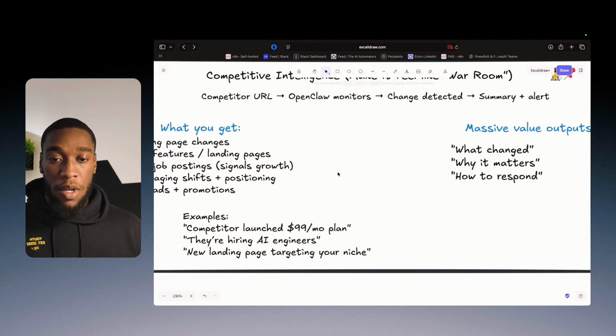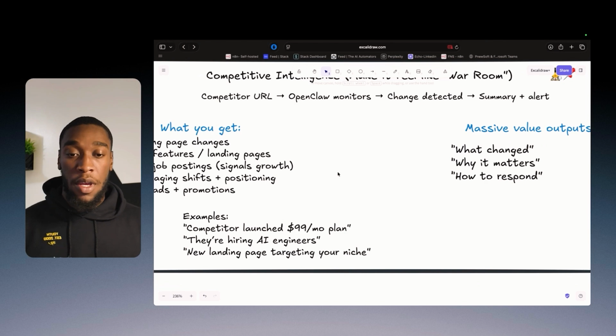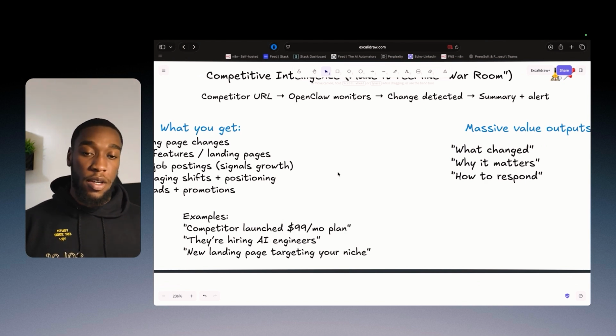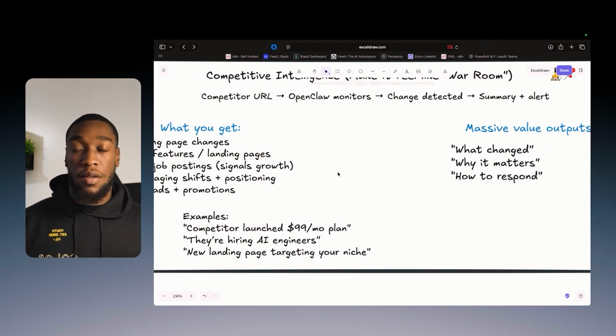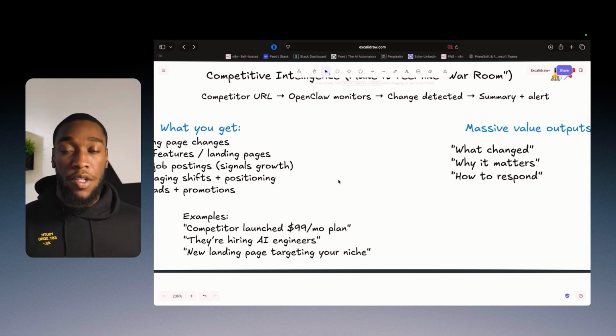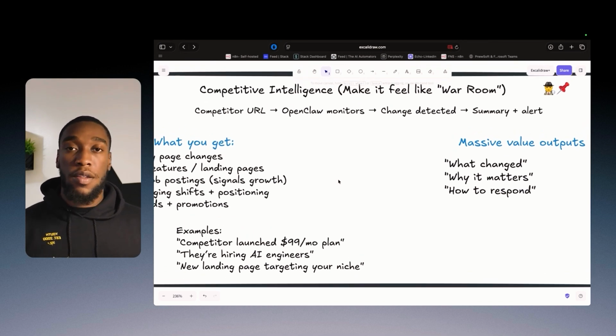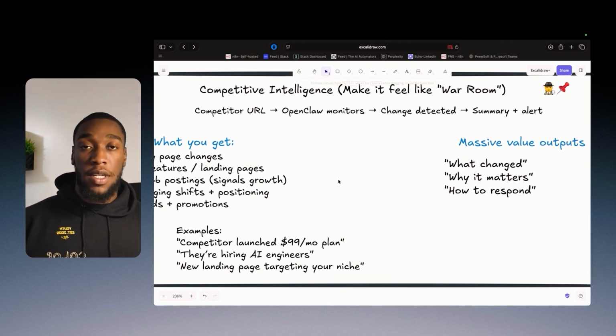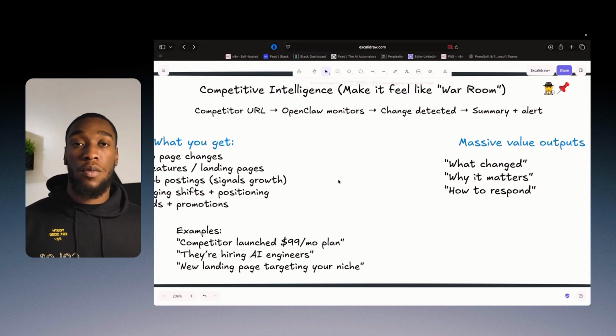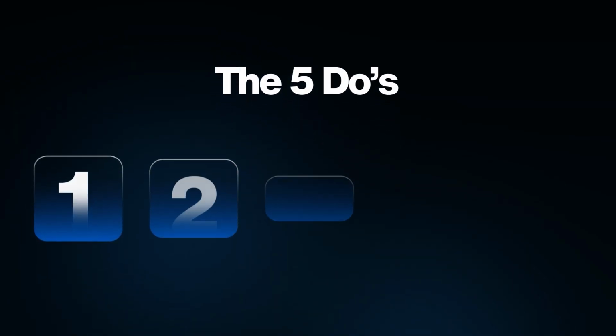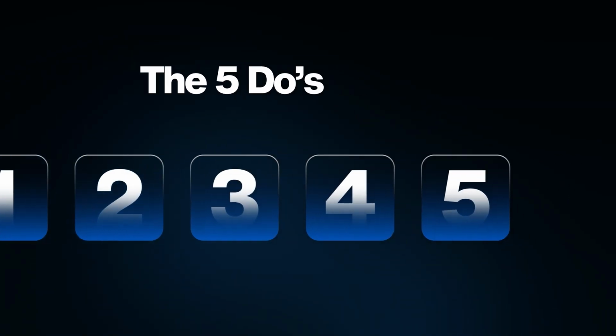So for example, your competitor launched a $99 monthly plan that might signal a new domain that they're trying to target, and they're hiring new AI engineers to signal that they're bullish in AI itself. And for example, a new landing page targeting your niche. All these signs that you may consider very discreet or you might not have time to really look at, OpenClaw is able to dig deep and identify those 24/7 over a multitude of different competitors, giving you an edge.